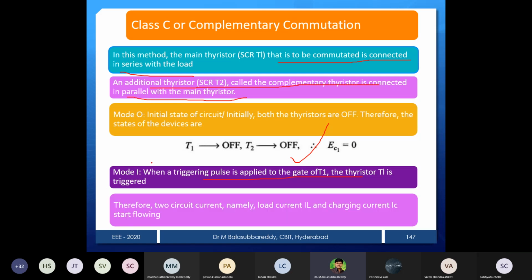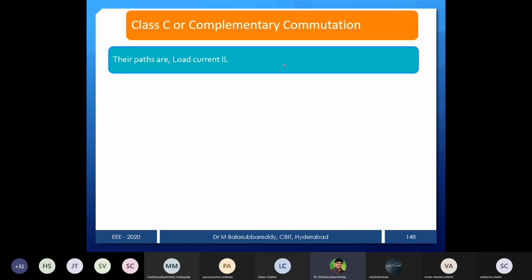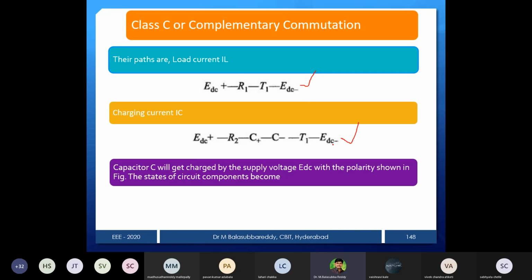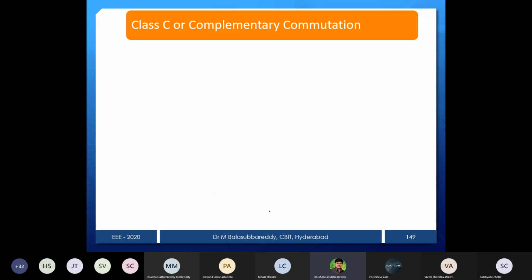Now I am firing T1, then what will happen? There are two currents. One is the load current, another one is the commutating current or capacitor current. I mentioned the path of the load current, and the commutating current also. After that the capacitor will get charged to the supply voltage VDC, then it won't allow any current to pass through. So then what is the status? T2 is off, the voltage across it reaches VDC, and T1 is in on state.